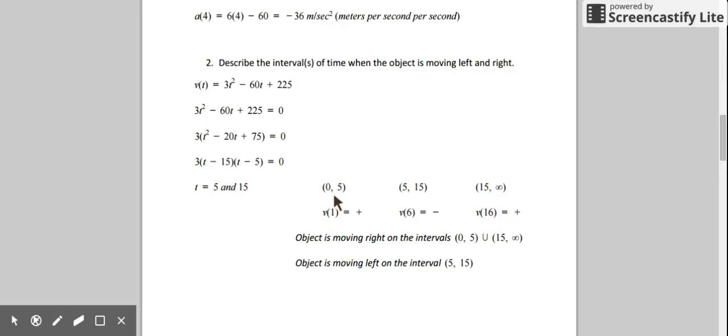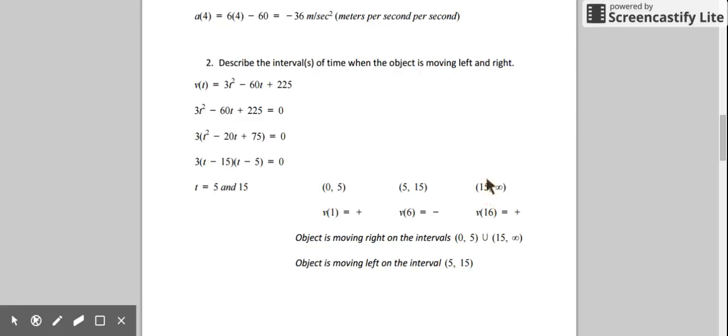Let's test some values on those intervals using our velocity function. So testing a value in between 0 and 5, like 1, gives me a positive value. If I plug 1 in here, I get a positive value. So if I have a positive velocity, that tells me that I'm moving to the right. Let's test our intervals between 5 and 15. So test a value like 6 and plug it into our velocity function. So plugging 6 in here gives us a negative value. So a negative velocity value tells us we're moving to the left.